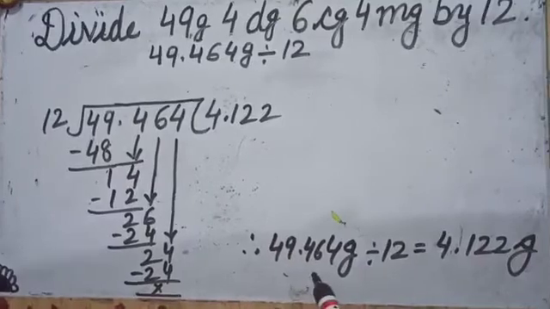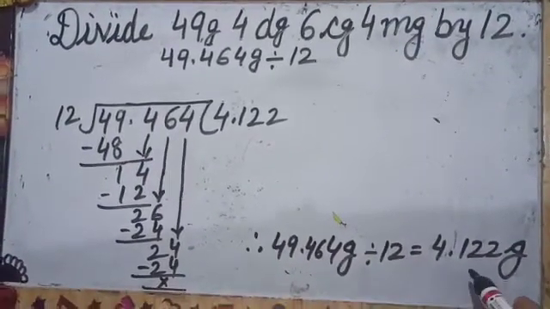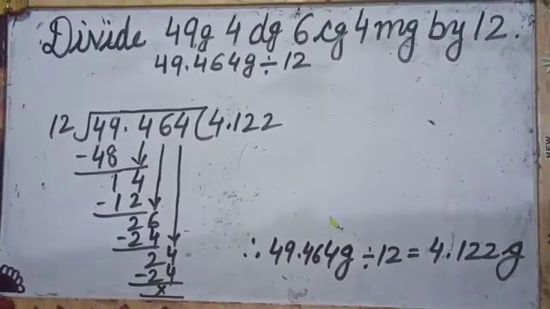Therefore 49.464 grams divided by 12 will be 4.122 grams. I hope the concept is clear to you. Thank you.